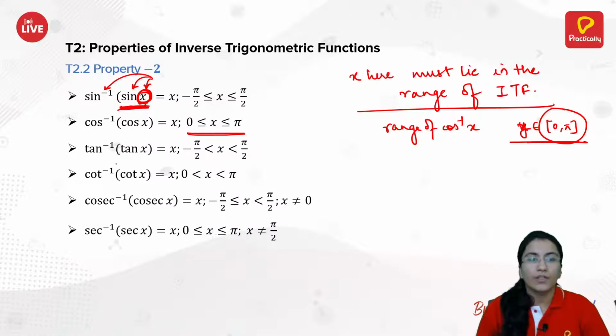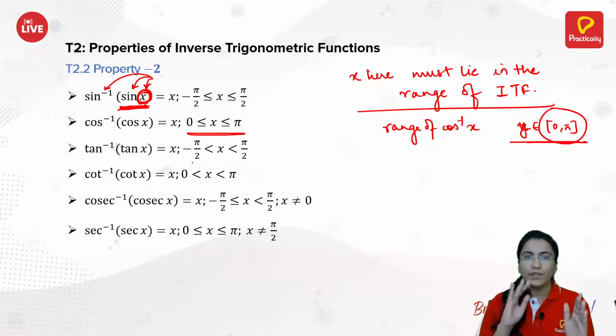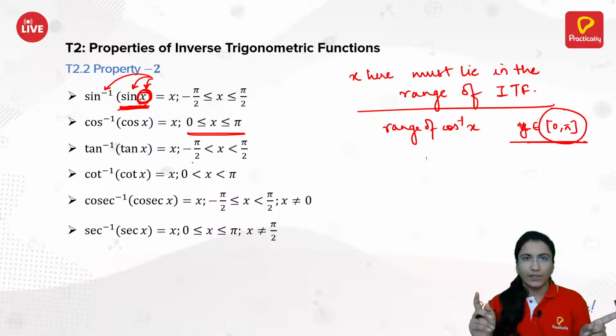Similar is the case for tan inverse of tan x. The range for tan inverse x is minus pi by 2 to plus pi by 2, an open interval, which means minus pi by 2 and plus pi by 2 will not be included. So you have values from minus pi by 2 to plus pi by 2.